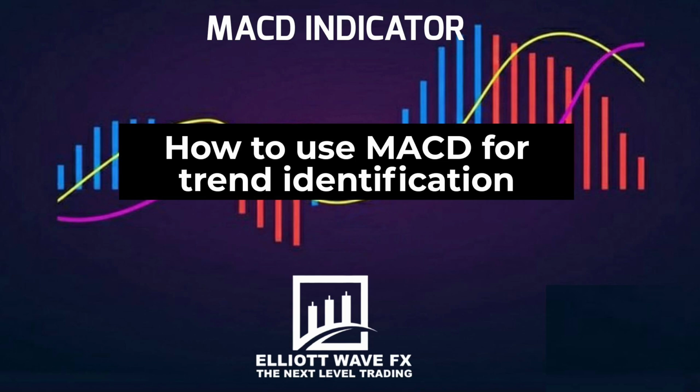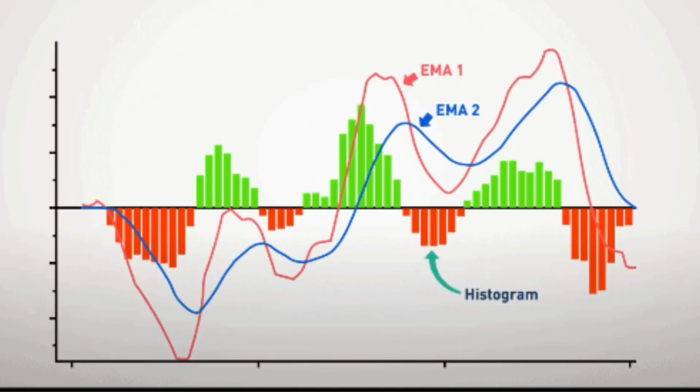How to use MACD for trend identification. One of the primary applications of the MACD indicator is trend identification. Understanding how to interpret buy and sell signals with the MACD accurately can help you identify potential entry and exit points in the market.